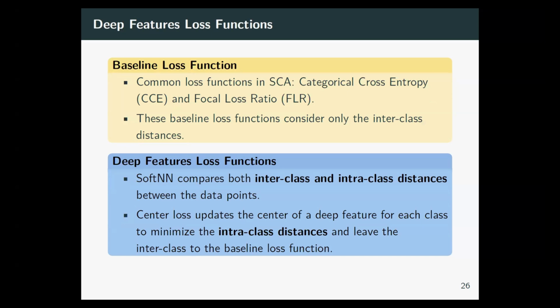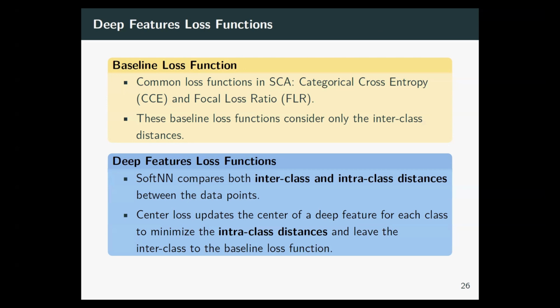And in fact, for this common baseline loss function, they only consider the interclass distance. What I mean by that is, suppose I have all the data points with the label dog and all the data points with the label cat. What this loss function tries to do is just to separate them apart as much as possible. Well, the deep feature loss function also considers the intra-class distance.